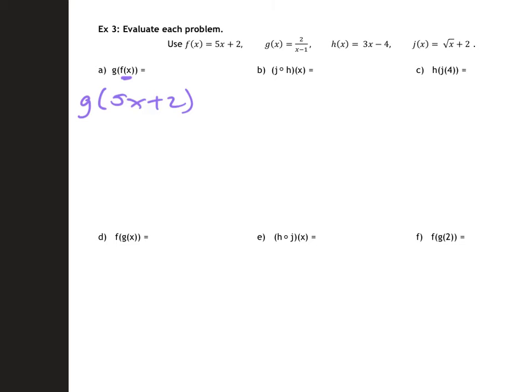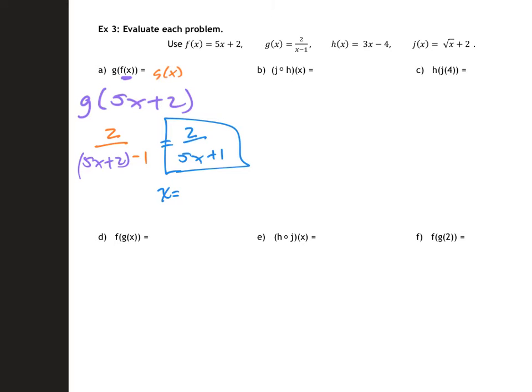So now what that is saying is when I have my g of x, just like we did yesterday, x is replaced with 5x plus 2. So what I do to the left side, I have to do to the right side. So I'm going to start writing my g equation. So I got 2 over 5x plus 2 instead of x, and a minus 1. Then all you have to do is simplify. So 2 over 5x. 2 minus 1 is just 1. So that is my answer.